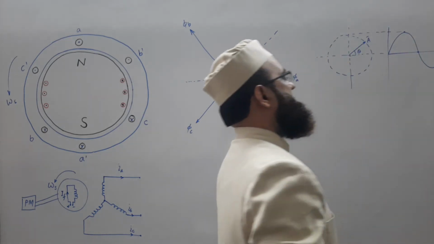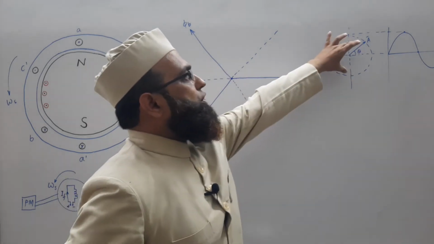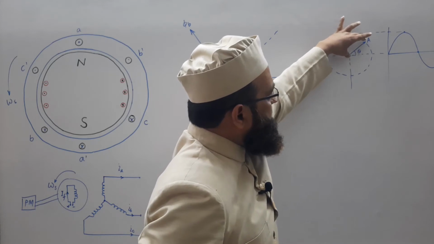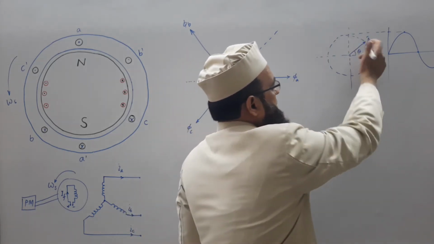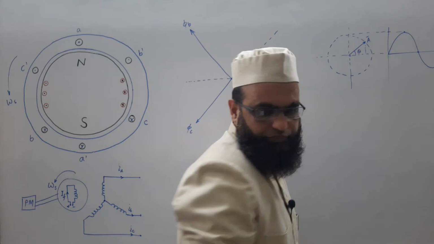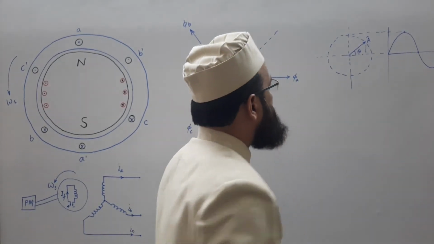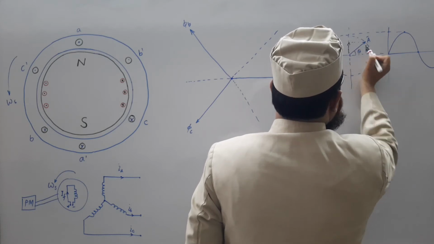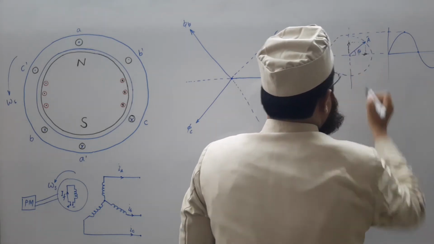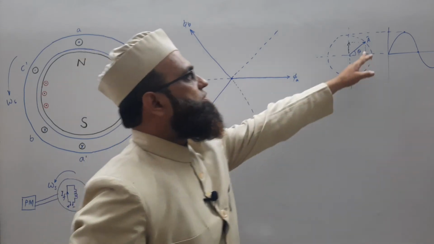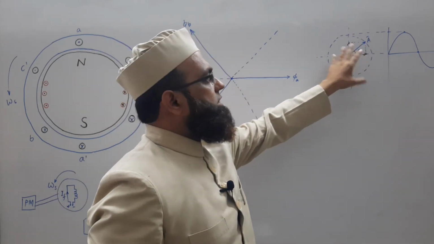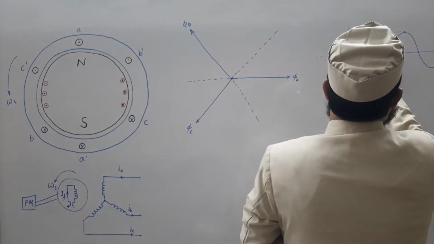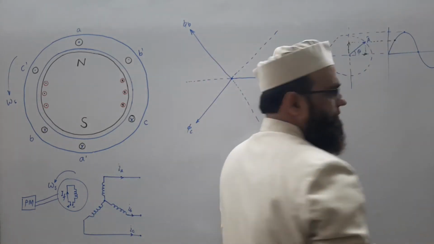If we plot the vertical projection of a phasor, see, this is a phasor making angle theta. This will be the horizontal projection and this will be the vertical projection. Remember, the vertical projection of a phasor gives the instantaneous value, which means at this point the value is this.